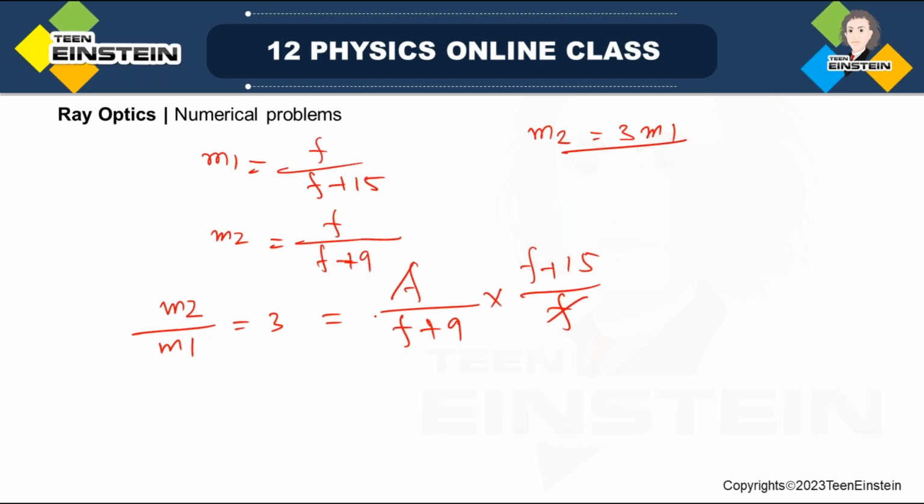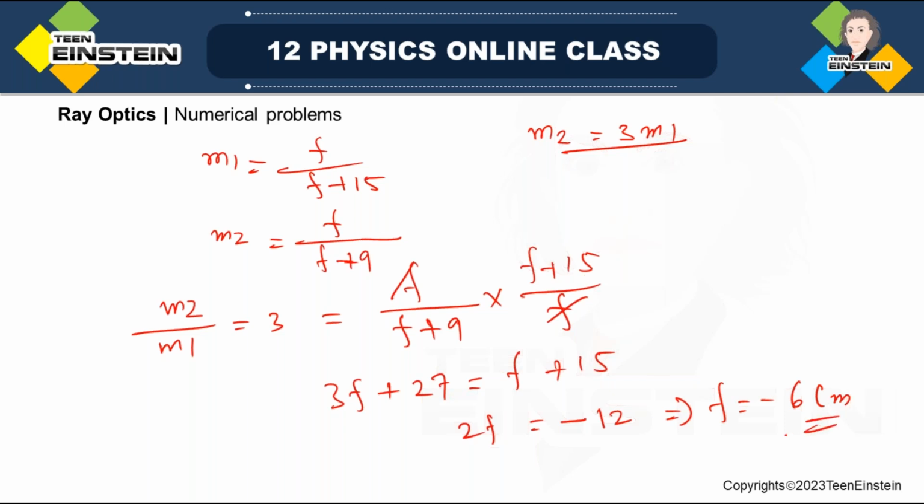So this f will get cancelled. So 3f plus 27 is f plus 15. So this will be 2f is equal to minus of 12, and hence f will be minus 6 centimeter. Okay, and this is actually the focal length of the mirror. So minus 6 centimeter is the focal length of the mirror.